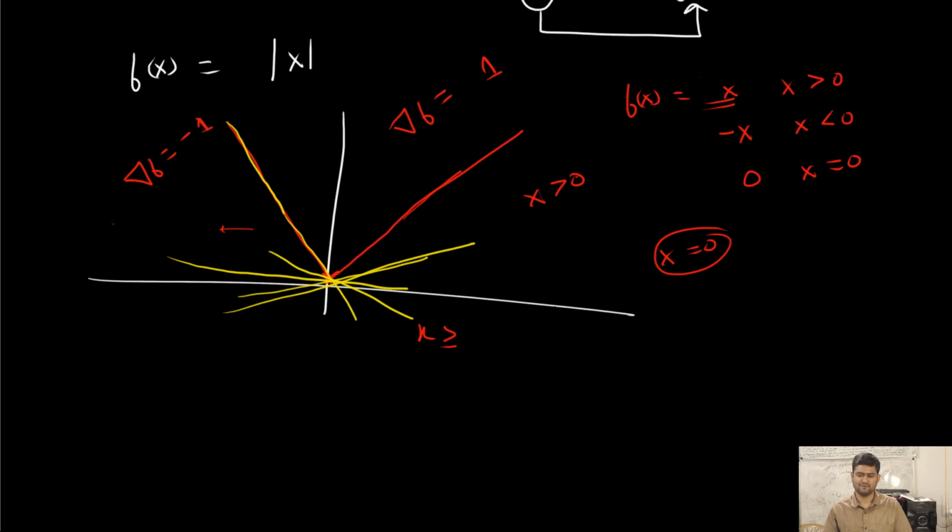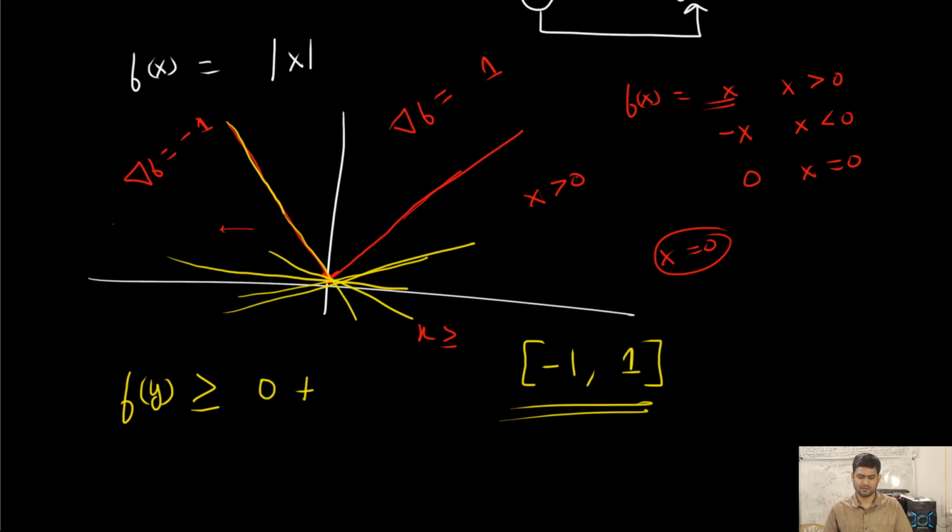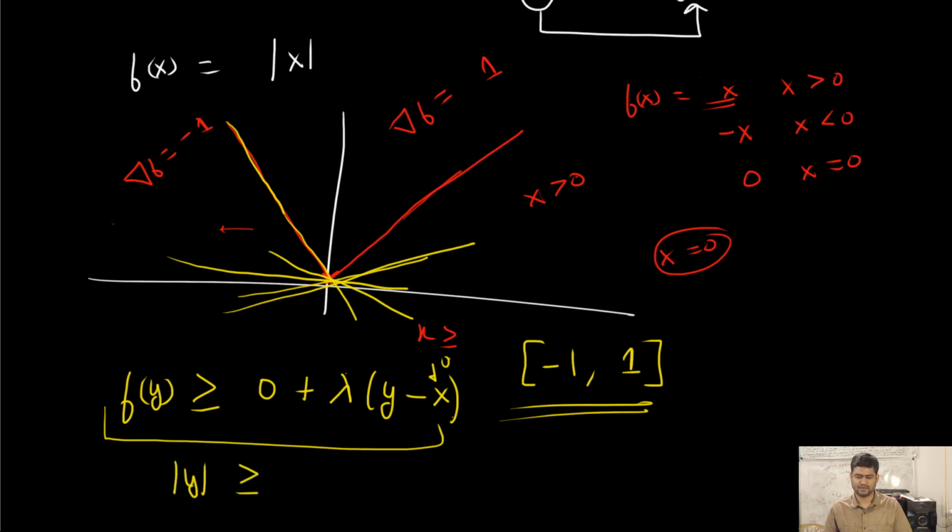So any value between negative 1 and 1 is a subgradient of the function at point 0, because at this point we can guarantee that f of y is greater than or equal to f of 0, which is 0, plus some value lambda, which is between negative 1 and 1, times y minus x, where x is 0. So f of y we can replace by mod of y is greater than or equal to lambda times y. So any lambda between negative 1 and 1 will satisfy this condition. So that's why, even though the function is not differentiable, there are infinite subgradients for the function at point x equal to 0. So that's all we needed to know about the subgradients for the purpose of this lecture.